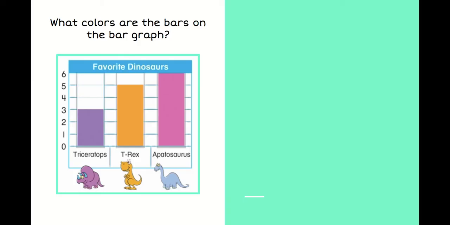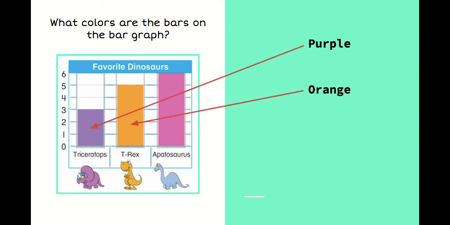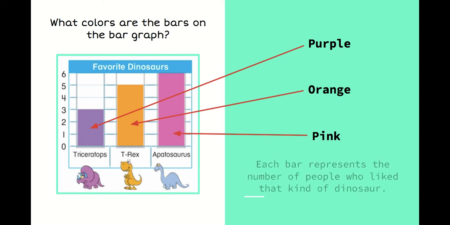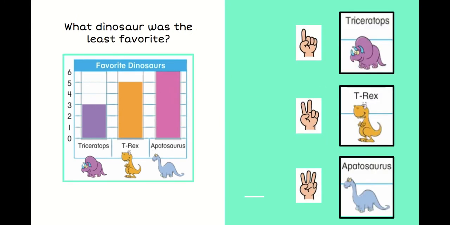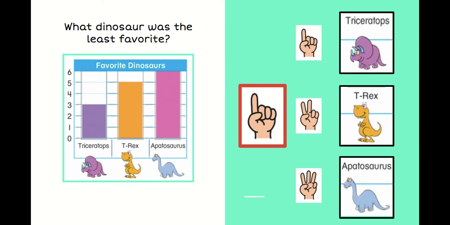Now looking at bar graphs, we can ask questions like, what colors are the bars on the bar graph? Well, there's purple, there's orange, and there's pink. And you can tell that they match the dinosaurs right below them. Each bar represents the number of people who like that kind of dinosaur. Now looking at this, what dinosaur was the least favorite? Well, the Triceratops bar is the lowest one. So that means that the Triceratops is the least favorite dinosaur. Doesn't mean that it's not a good dinosaur. It just got the least amount of votes.